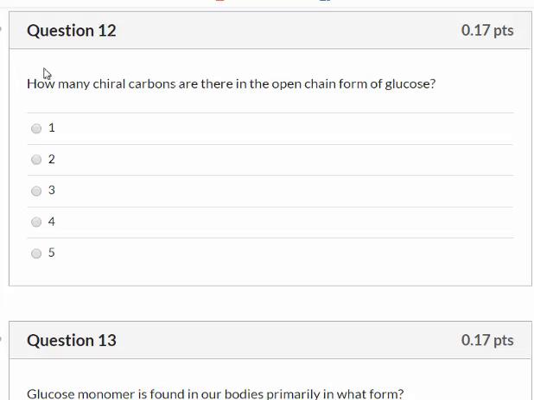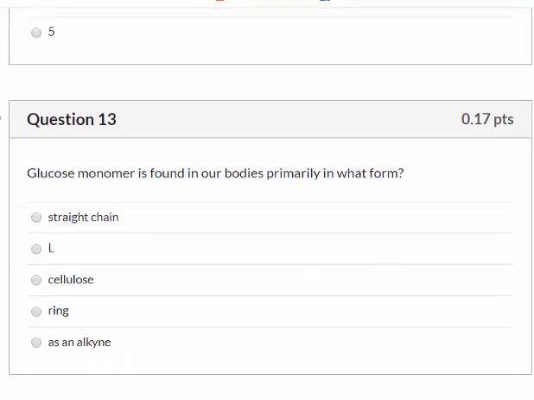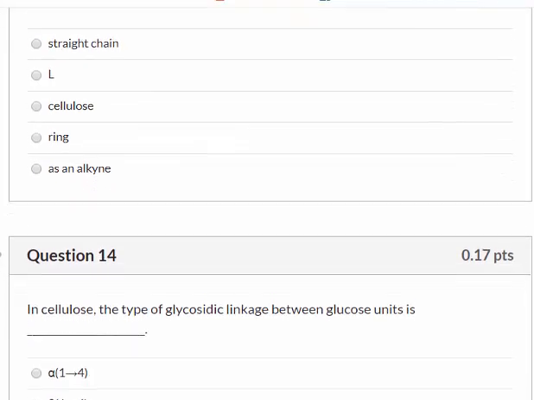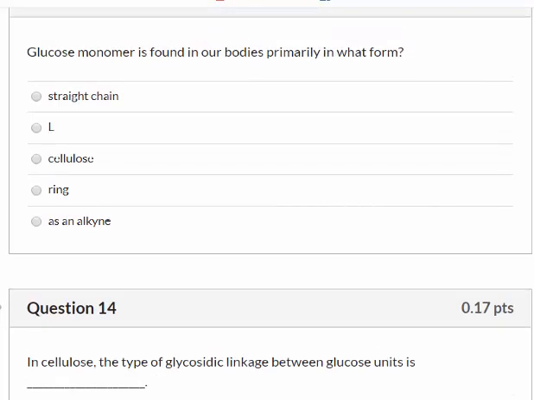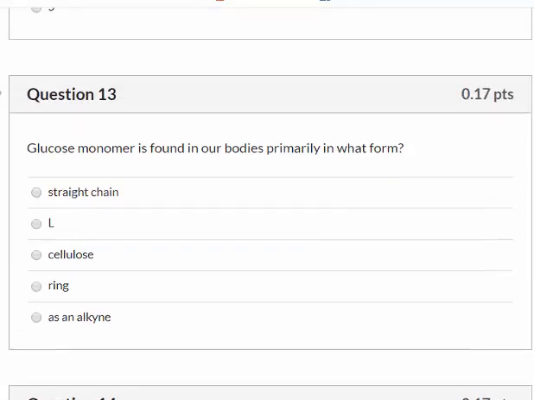So if you look at a representation of glucose, you can count how many carbons have 4 different groups attached to them. An open chain tells us don't look at the ring form of glucose. The representation of the glucose molecule you look at should not be cyclical. It shouldn't be a circle. But yeah, it just so happens that usually in our bodies it is not the open chain form.